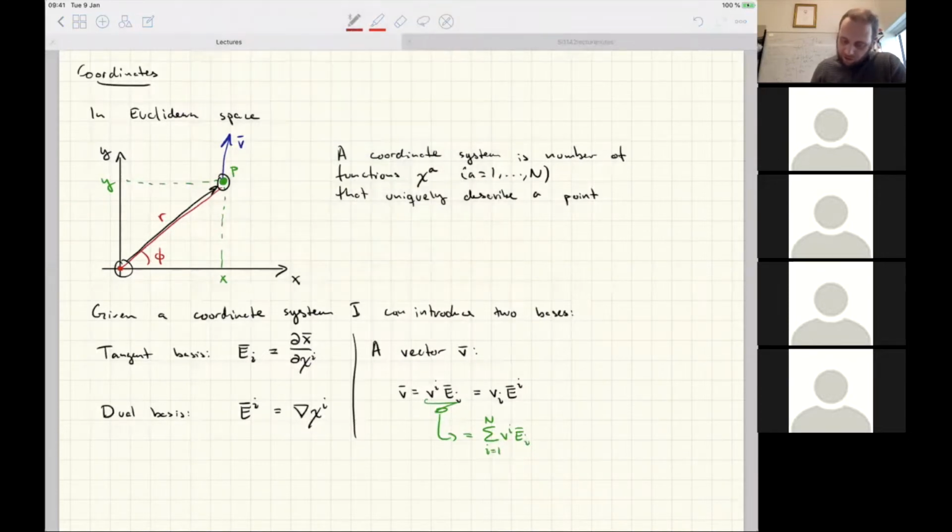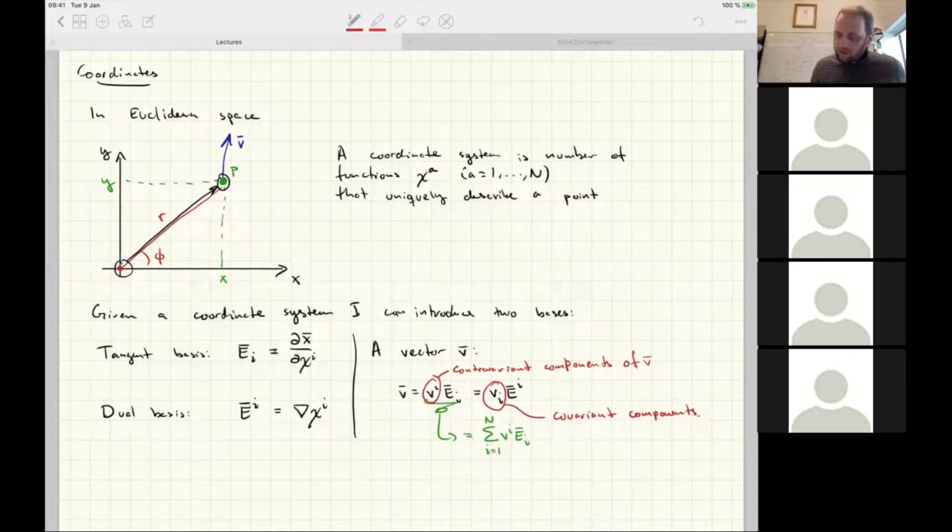So just to mention that these components here, the v^i with the index upstairs, are called the contravariant components of the vector v. And these components with the index downstairs, so the components in the dual basis, they're called the covariant components of this vector.